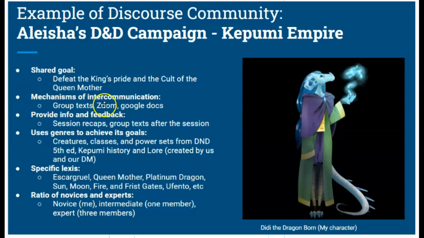What kinds of intercommunication does this discourse community use? Group text, Zoom, Google Docs. And so you'll see we can break down a specific discourse community into those features. How do they provide feedback? They have session recaps, group texts after the session. They use genres to achieve their goals by using creatures, classes, power sets from D&D 5th edition, Kapumi history, and lore. What kinds of words do they use? Escagruel, Queen Mother, Platinum Dragon, all of those are specific to this particular discourse community.